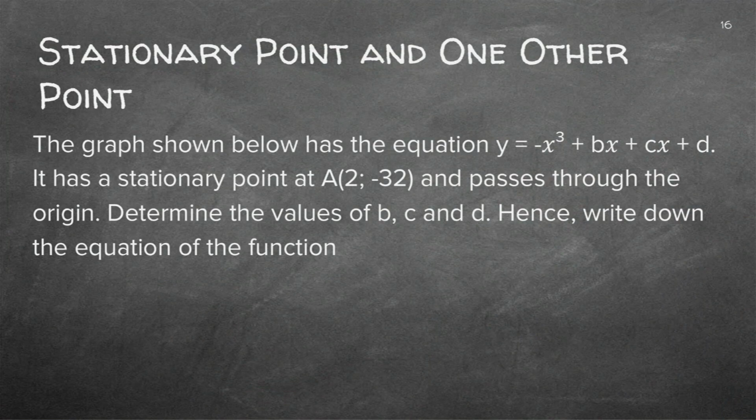The graph shown below has the equation y equals x cubed plus bx squared plus cx plus d. It has a stationary point at (2, minus 32) and passes through the origin. Determine the values of b, c, and d. Hence, write down the equation in the form. Let me just quickly.